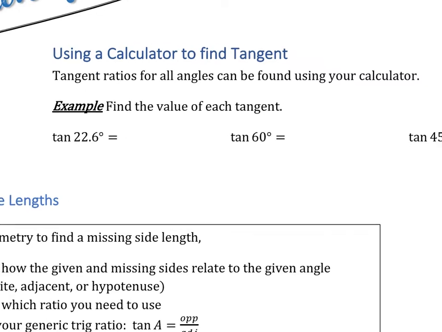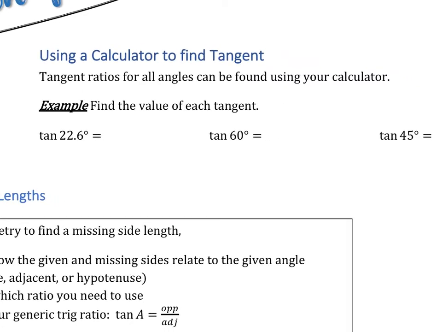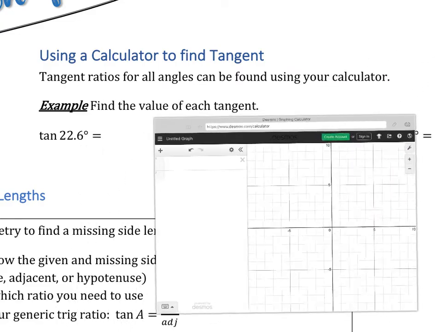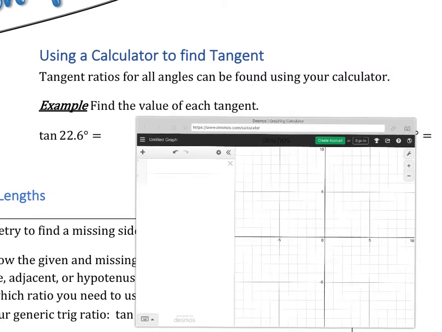I was like, that's great. Okay, we can find this fraction. And we know that similar triangles have proportional sides. But now we're going to use our calculator. So you can use any scientific calculator to find tangent. Tangent is a ratio. And so I'm going to use Desmos here.